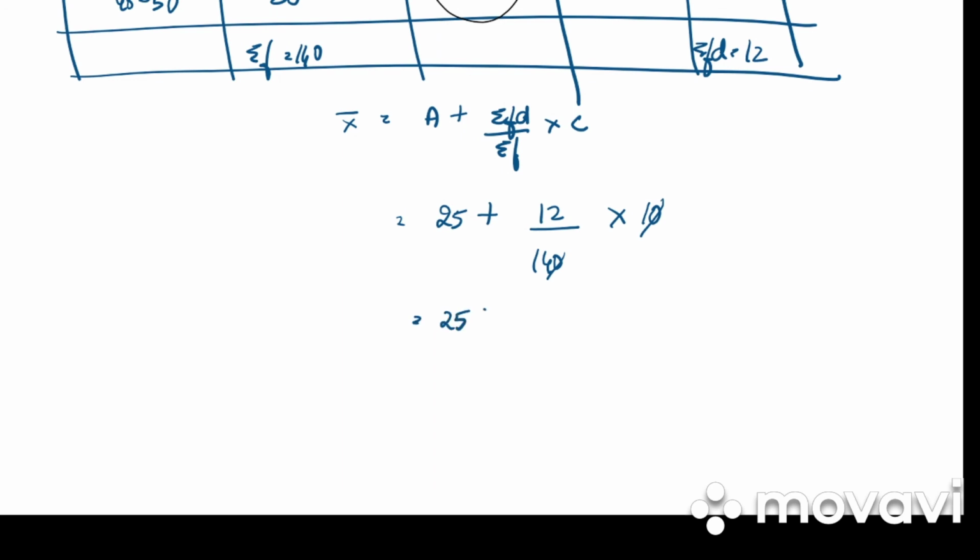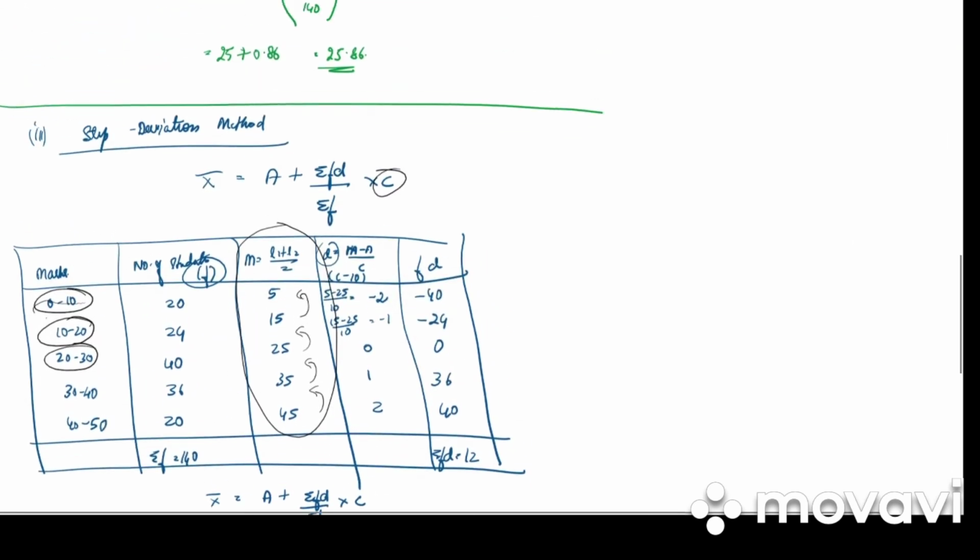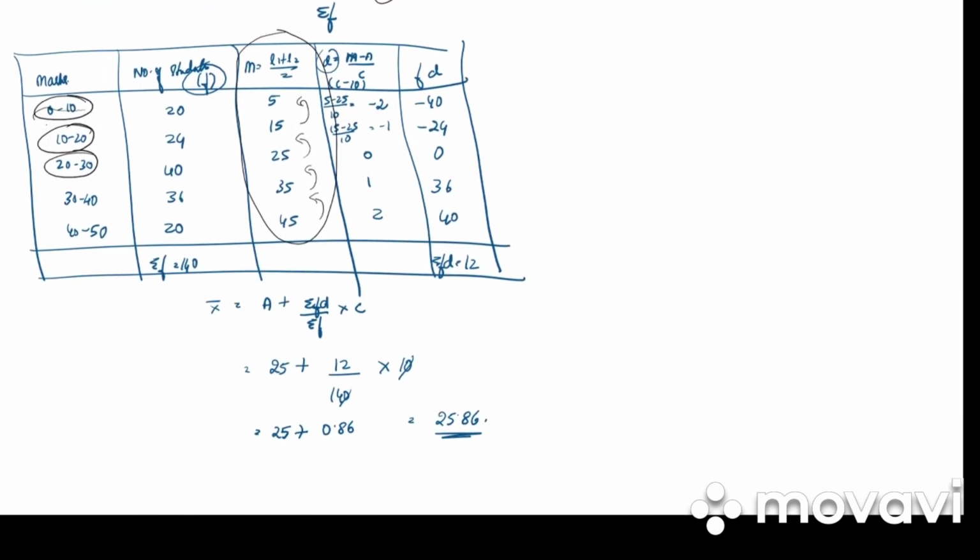So it is 25 plus 12 divided by 14. How much do we get? 0.86. So it will be 25.86. So in all the methods, the answer will be the same, that is 25.86.